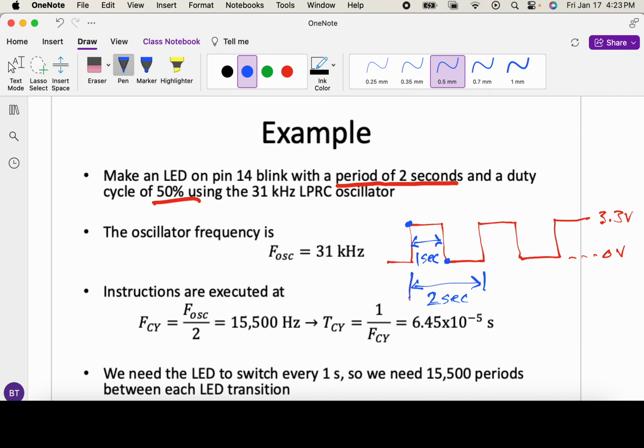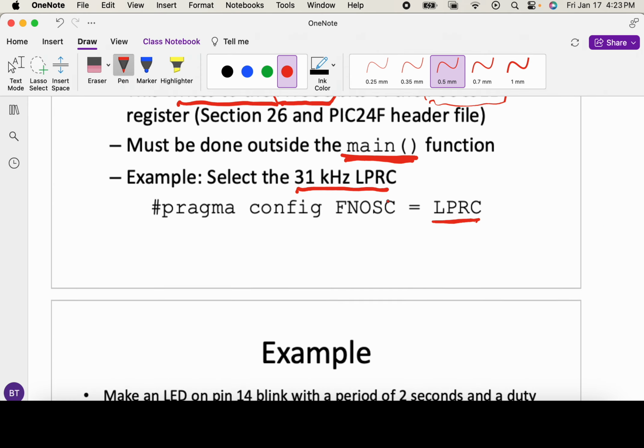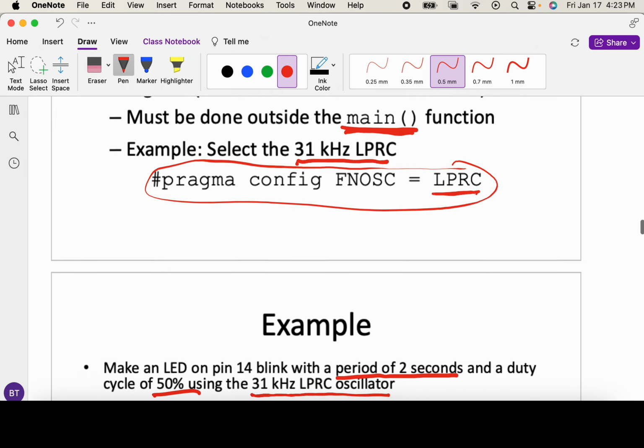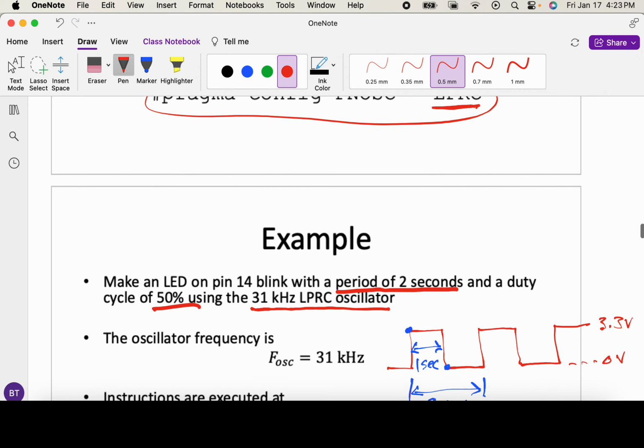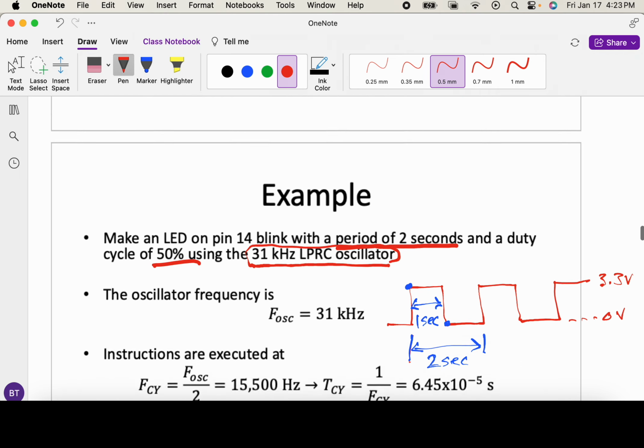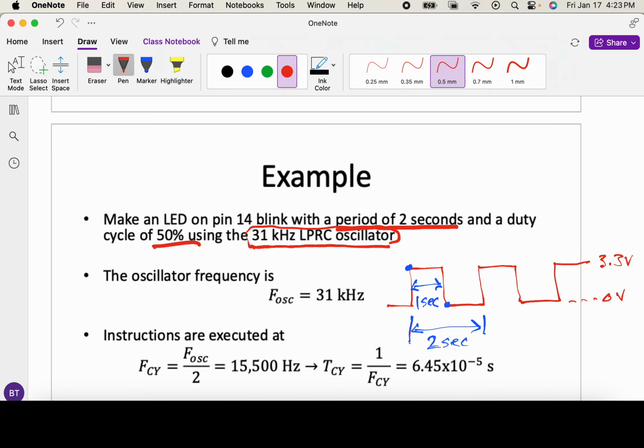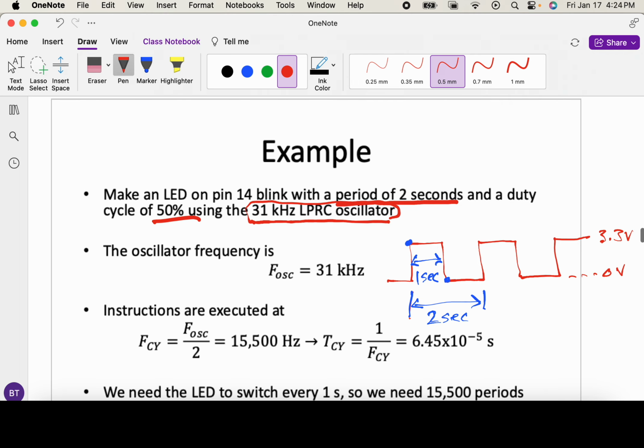Okay, and we are going to use a 31 kilohertz LPRC oscillator. Basically the goal is to set up our pragma config to LPRC. That will give us a 31 kilohertz oscillator speed, and we need to write some code so that the light turns on and off every second.